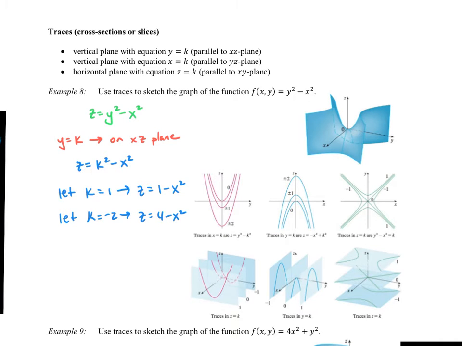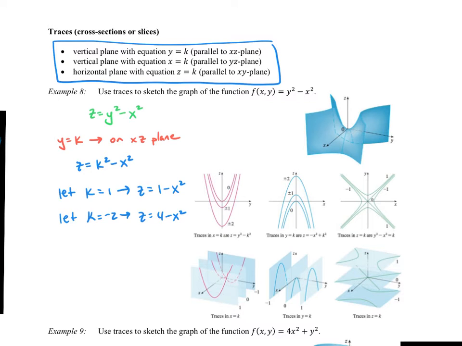Now, if we were to let, let's say, x be k, and you can see all of the information up here, if x is k, well then you're going to look at traces along the yz plane, and all of those are going to be right here. Those are going to be just parabolas opening upward.